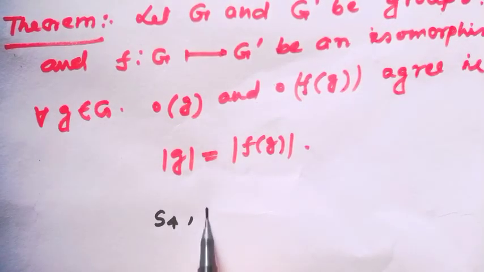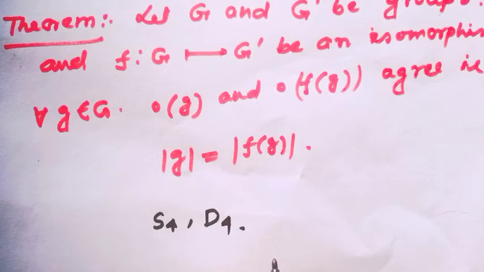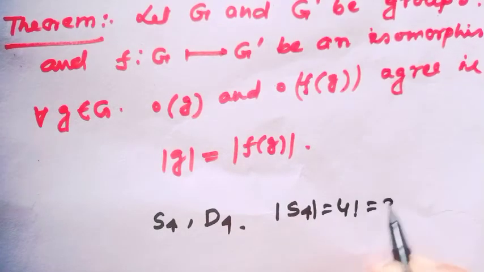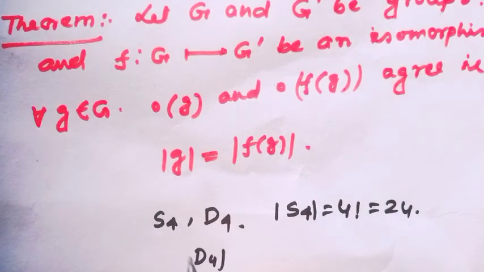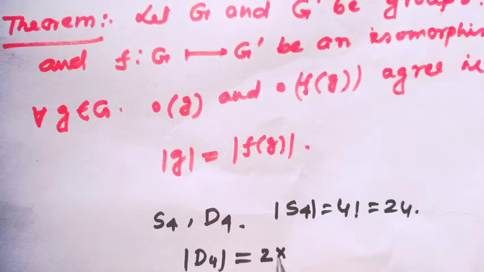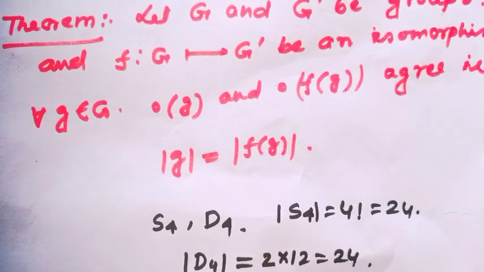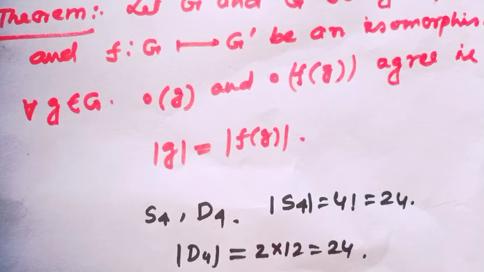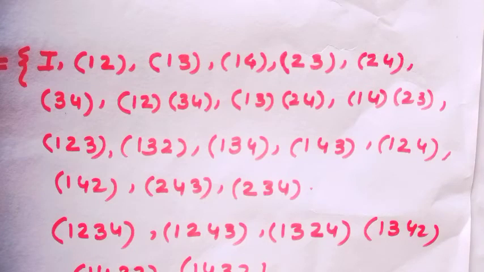S4 and D12. What is the order of S4? The order of S4 equals 4 factorial, that means 24. And the order of D12 equals 2 into 12, that means 24. Notice both orders are the same, but they are not isomorphic to each other. What do the elements of S4 look like? We know S4 is the permutation group on 4 symbols, and we also know every permutation is a product of disjoint cycles.